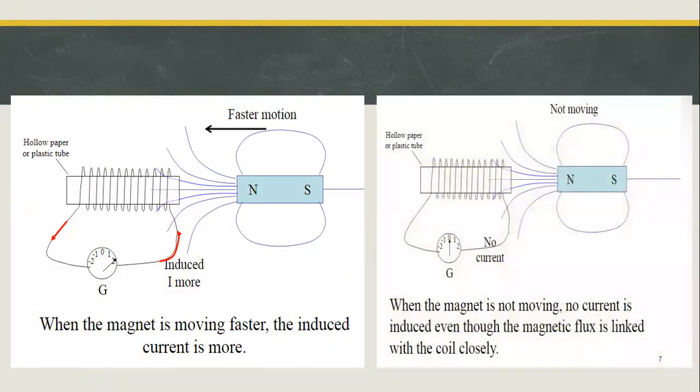Over here, when the magnet is not moving, no current is induced, even though the magnetic flux is linked with the coil closely. In this diagram, the magnetic lines of force, or magnetic flux, are passing through the solenoid, but there is no induced current in the galvanometer because the magnet is not moving.